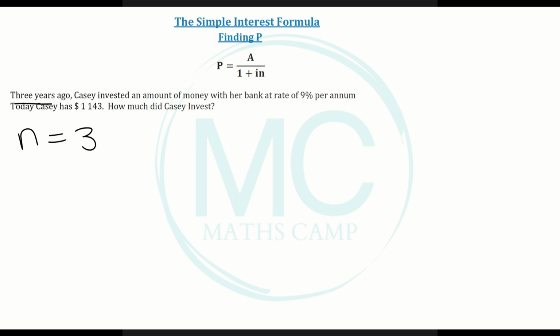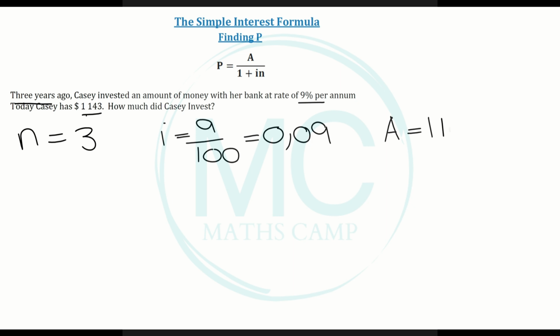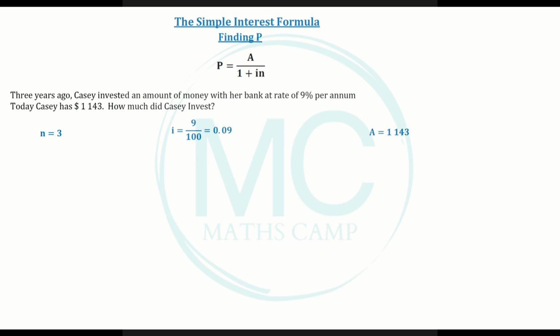Her bank offered her an interest rate of 9%. So to find I, we say 9 over 100, and we get a decimal of 0,09. Today, Casey has $1,143. It is the amount after the investment. It is the accumulated amount. So in this case, A is equal to 1,143. Now that we have these values, let's put them into the formula.